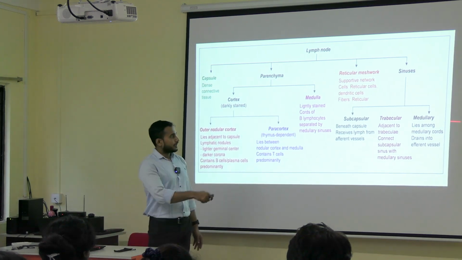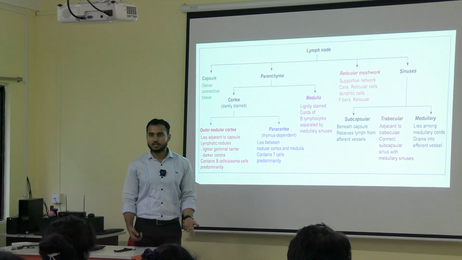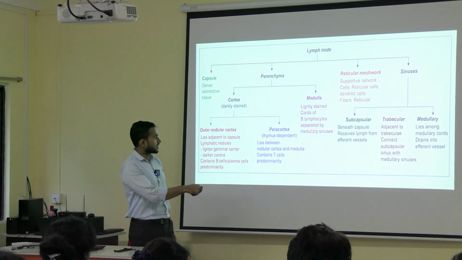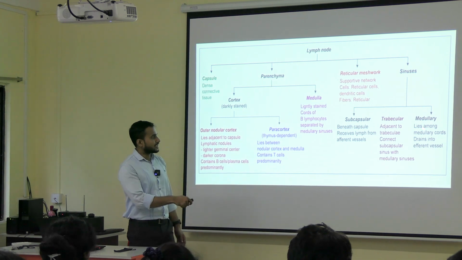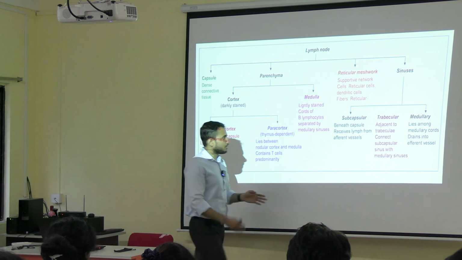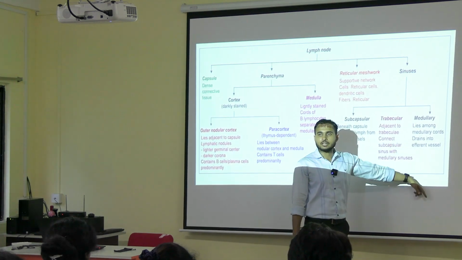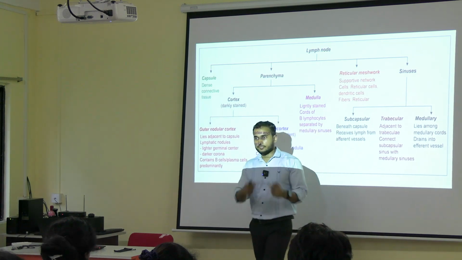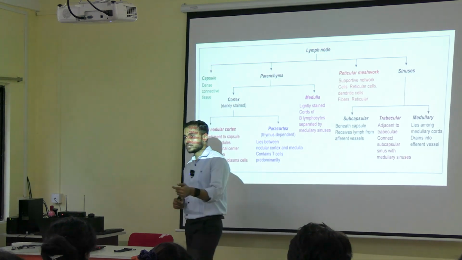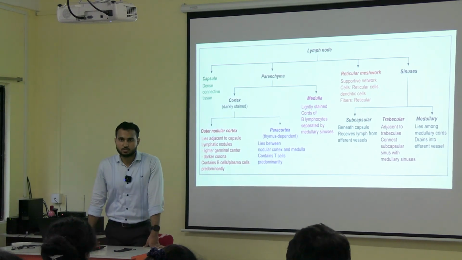Next, where is the medullary sinus? It lies in the medulla, as simple as that. Here I have mentioned medullary sinuses lie along the medullary cords and drain into the efferent vessel. So once the lymph reaches the medullary sinus, from the medullary sinus it will go to the efferent lymphatic vessel, and from the efferent lymphatic vessel it will come out. How will it come out? Through the hilum of the lymph node.